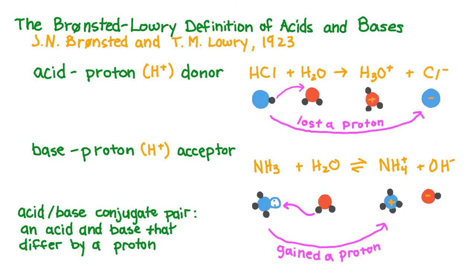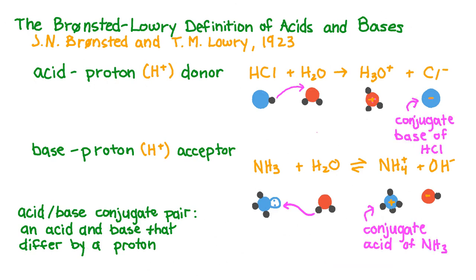In these kinds of acid-base reactions, we'll always end up with chemical species that differ from each other by a proton. And we call these chemical species an acid-base conjugate pair. An acid always loses a proton to form its conjugate base, so Cl- is the conjugate base of HCl. And a base always accepts a proton to form its conjugate acid, so NH4+ is the conjugate acid of NH3.